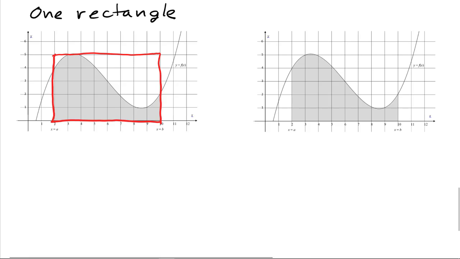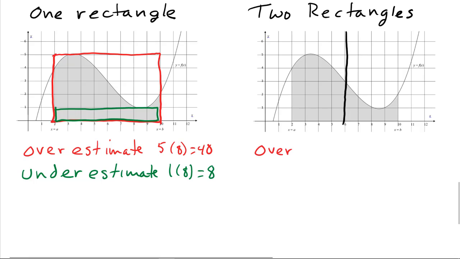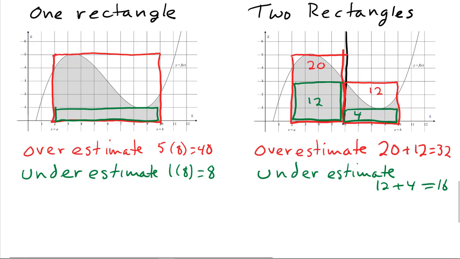Summarizing our results so far, we can see that with one rectangle, the best we were able to get is that the area is less than 40 and greater than 8. But when we go to 2 rectangles, we're able to bring that overestimate down. Instead of saying it's less than 40, now we can say it's less than 32. At the same time, we're able to bring the underestimate up so that instead of saying it's greater than 8, we now can say it's greater than 16.